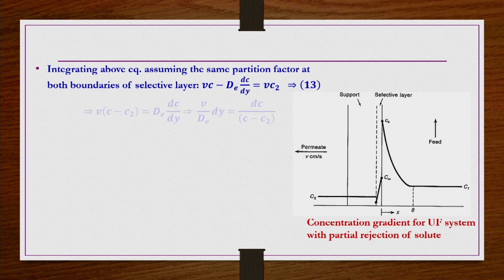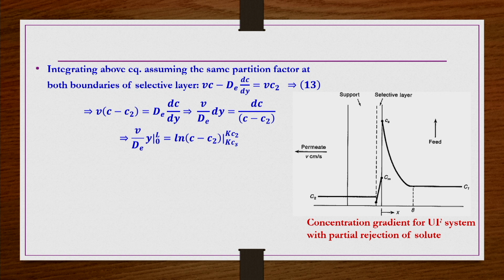Then we have V terms on one side, and D terms on the other side. So, V (C minus C2) equals dE dC by dy, then V by dE dy equals dC by (C minus C2). When you integrate it, V by dE, integration of dy is y, and the limits are 0 to L. 0 is the membrane surface, L is the membrane thickness towards the permeate side. On the right hand side, after the integration of dC by (C minus C2), you will get ln (C minus C2).